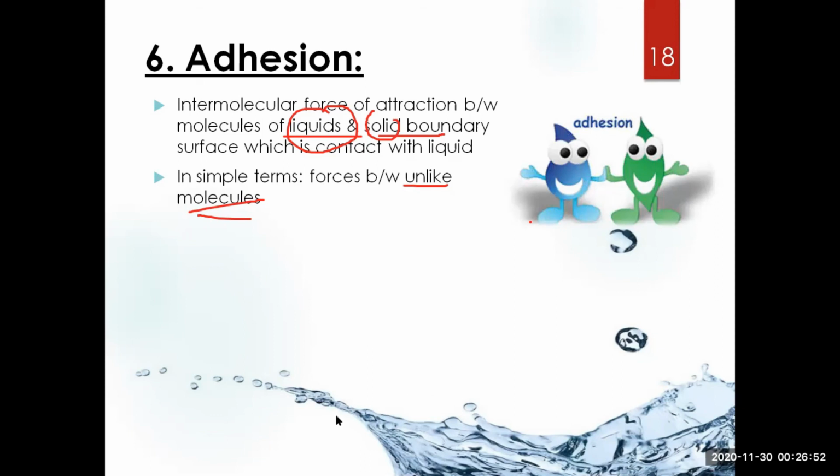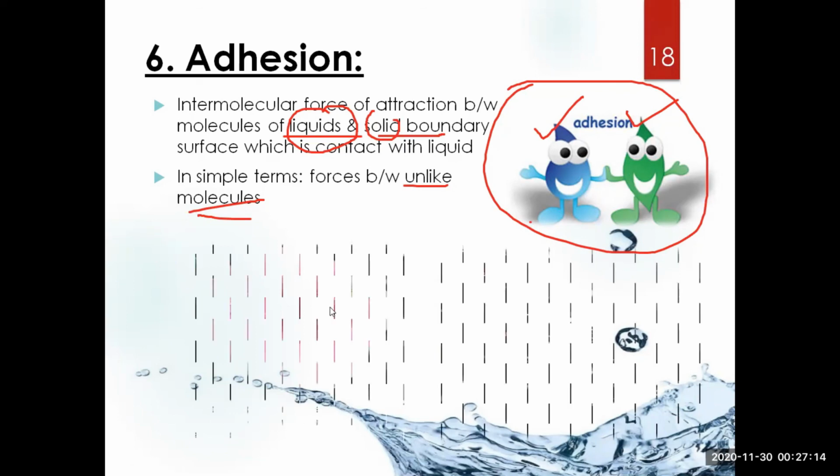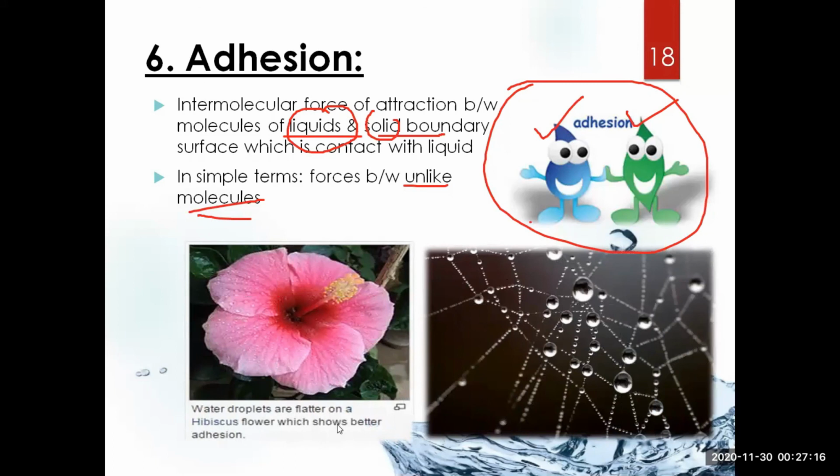Here you can see the colors change. Earlier in the case of cohesion, both were the same color, but here one is blue and another is green, meaning the force of attraction between two different molecules. It may be liquid and solid, or gas and liquid, or any other two different molecules.